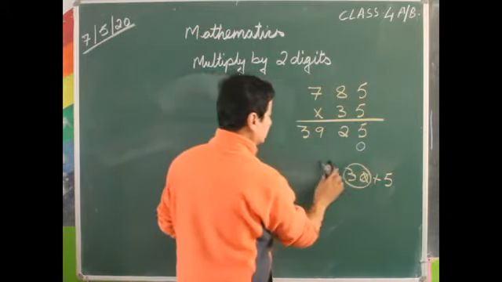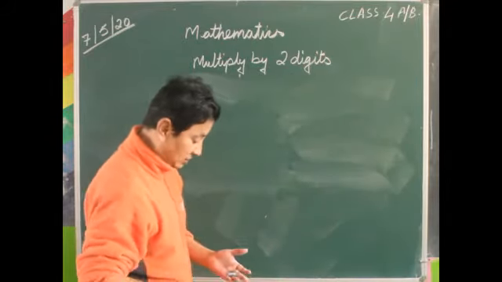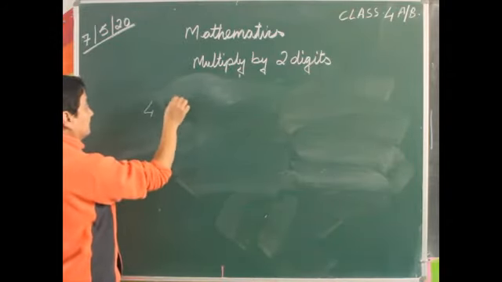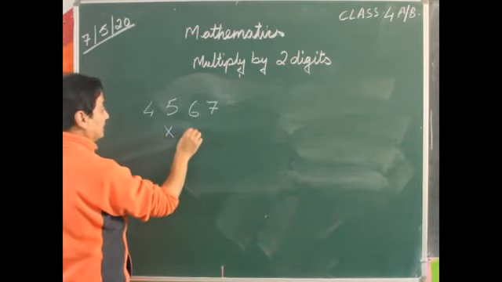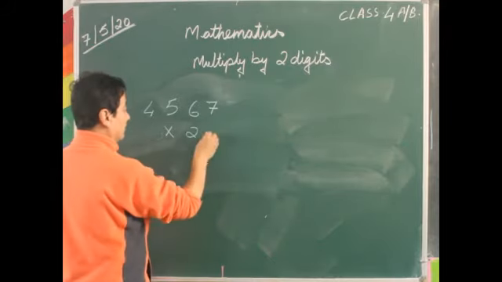Okay, so let's do some more sums. I'm going to use a different set of chalk. So 4567 multiplied by, let's do simple numbers, 21.